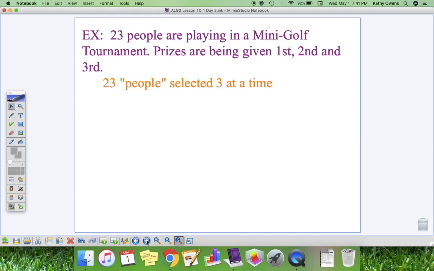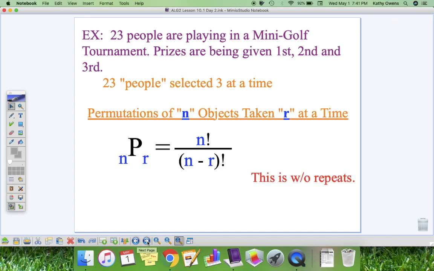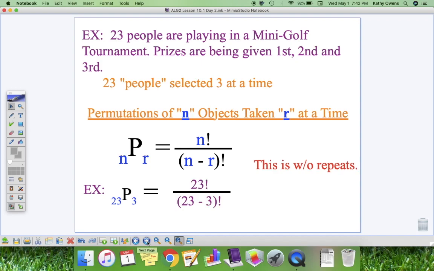In this case, we have a group of 23 people, but we're going to select only 3 at a time. So here's our formula for permutations of n objects taken r at a time. It looks like nPr. In the formal calculation, the numerator is n factorial, so in our case 23 factorial. The denominator would be 23 minus 3 factorial. So we'd be calculating 23 factorial divided by 20 factorial. We should get 10,626 different ways that you could be giving out first, second, and third place in this mini golf tournament.